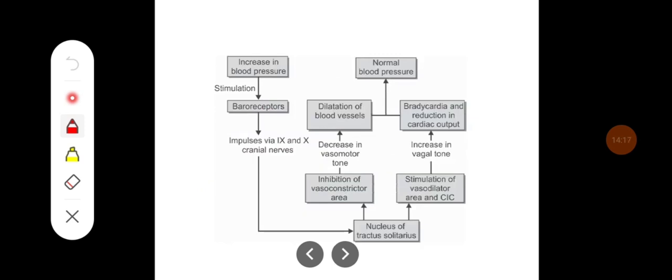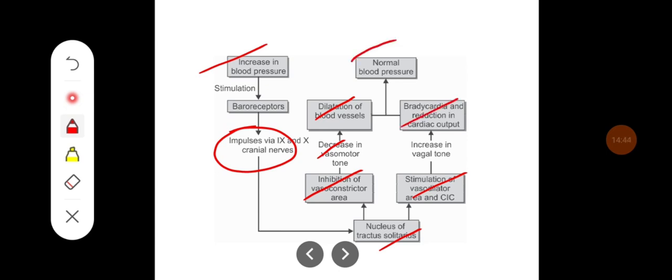So this is the mechanism of the baroreceptor. When blood pressure increases, the impulses via the 9th and 10th nerves reach the nucleus tractus solitarius, which inhibits the vasoconstrictor area and decreases the vasomotor tone, leading to dilatation of the vessels. Simultaneously, there will be stimulation of the vasodilator area and cardiac inhibitory center, which leads to bradycardia and reduction in the cardiac output. So the blood pressure is restored to normal.